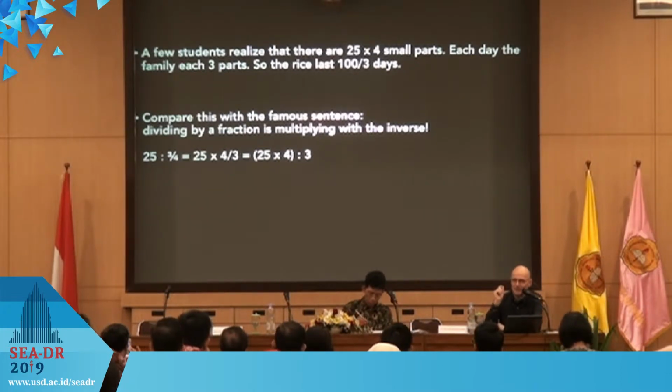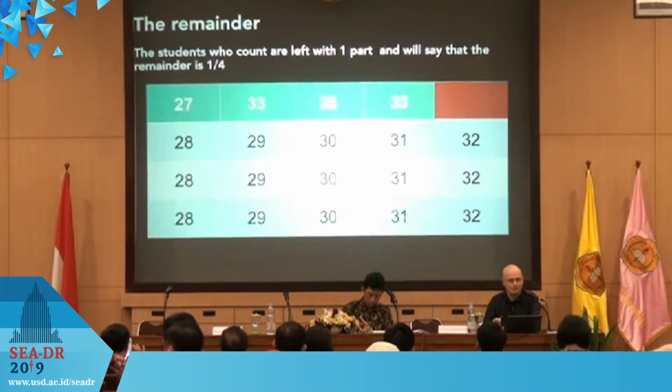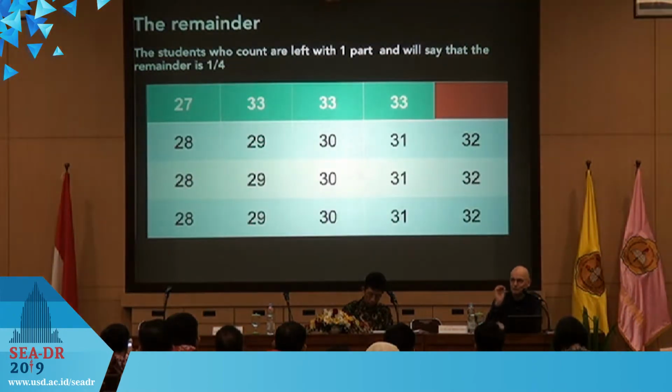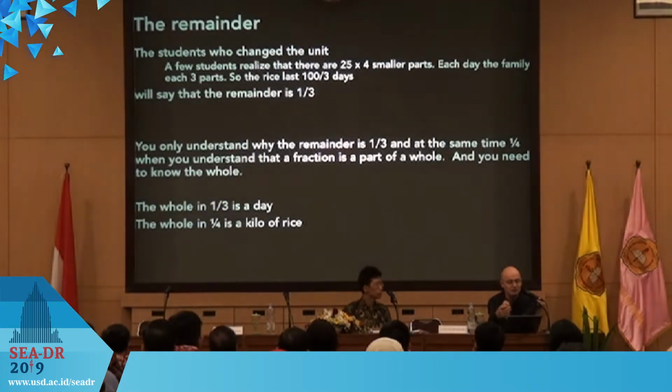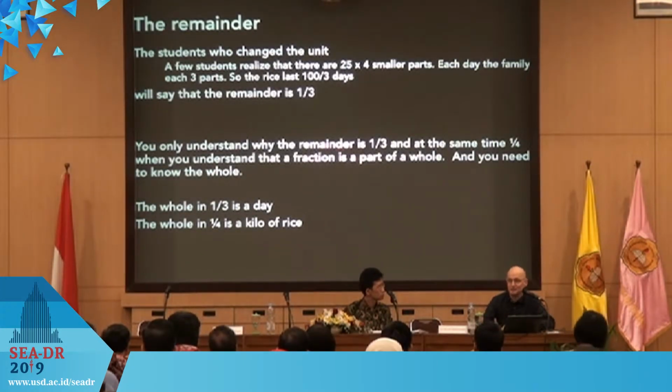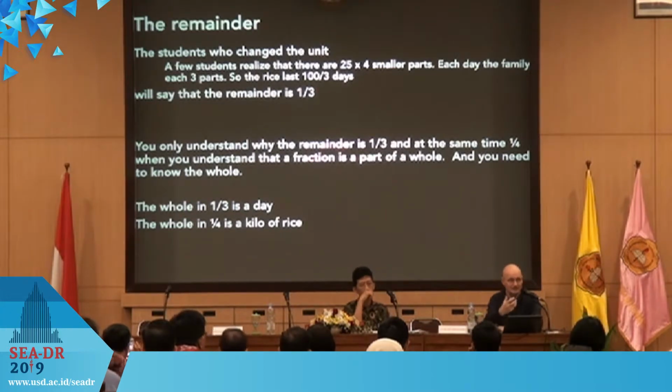But a very important extra problem started to happen. Because there isn't left over, there's a remainder. And the children who counted said the remainder is a quarter. Because they had 1/4 of a kilo left. The children who divided by 3 said the remainder is 1/3. And so as a teacher, immediately you can ask the question, what is it? Is it a quarter or is it a third? It cannot be both. And both of them are convinced that they had the right answer.